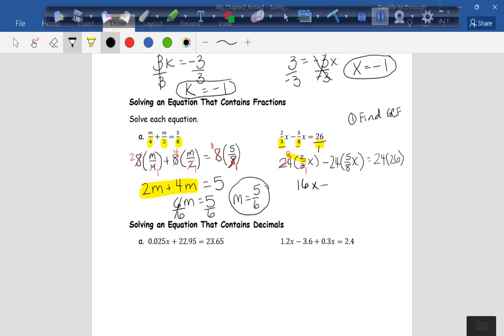16x minus 8 goes into 8 once. It goes into 24 3 times. So we're going to do 3 times 5, which is 15x, equals, well, if I would have left that 1 there, 1 goes into 1 once, and it goes into 24 times. So it's just going to be 24 times 26. So let me get my calculator. 24 times 26 is 624.